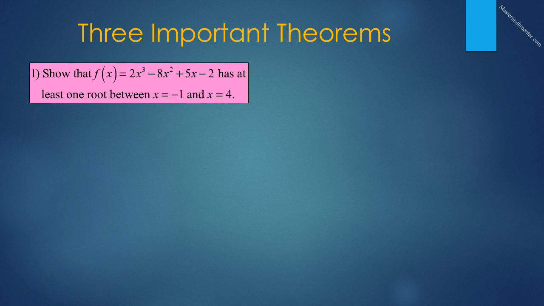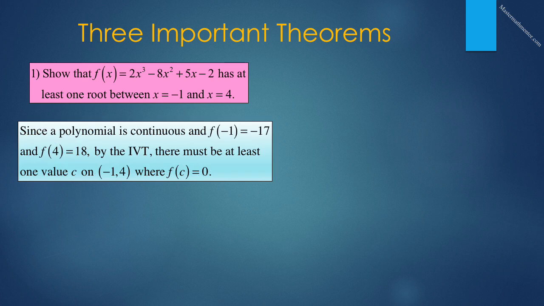In number 1, we were asked to show that f of x equals 2x cubed minus 8x squared plus 5x minus 2 has at least one root between x equals -1 and x equals 4. f of x is a polynomial, and f of -1 equals -17, and f of 4 equals 18. So the intermediate value theorem holds. There must be at least one value of c between -1 and 4 where f of c is equal to 0.